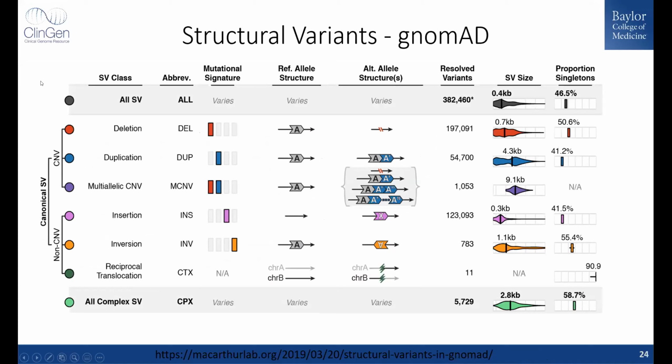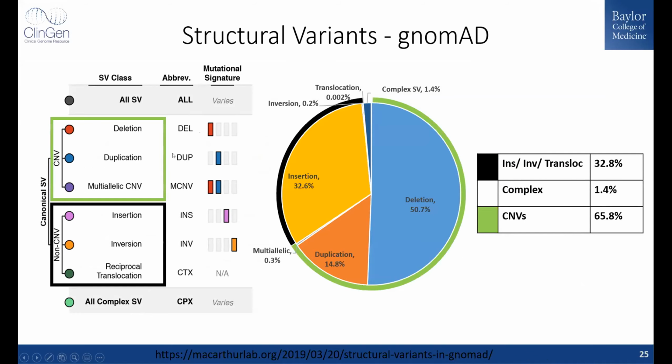This is another way of looking at this, looking at canonical structural variants. So the CNVs appear at the top and the non-CNVs in the middle, and then complex at the bottom. So if we fast forward a little bit, what we're currently supporting is in this green part of this pie chart here. At least for the initial release of gnomAD, we saw that CNVs are almost 66%.